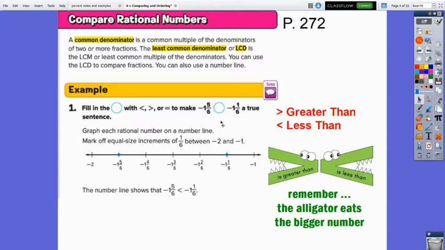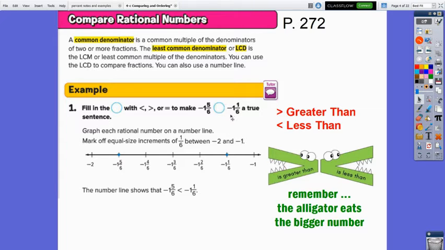All right, so which one is greater, or is it greater than or less than negative 1 5/6, greater than, less than, or equal to negative 1 1/6? All right, so first, a reminder of the greater than and less than symbols, right? The alligator eats the bigger number.